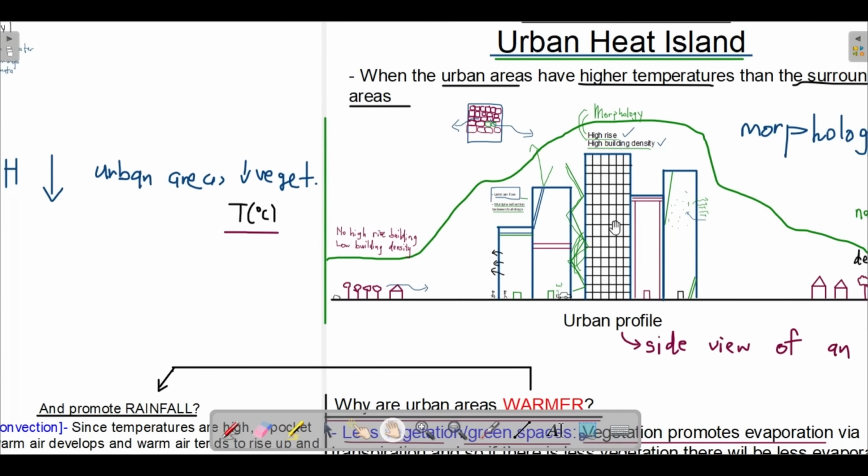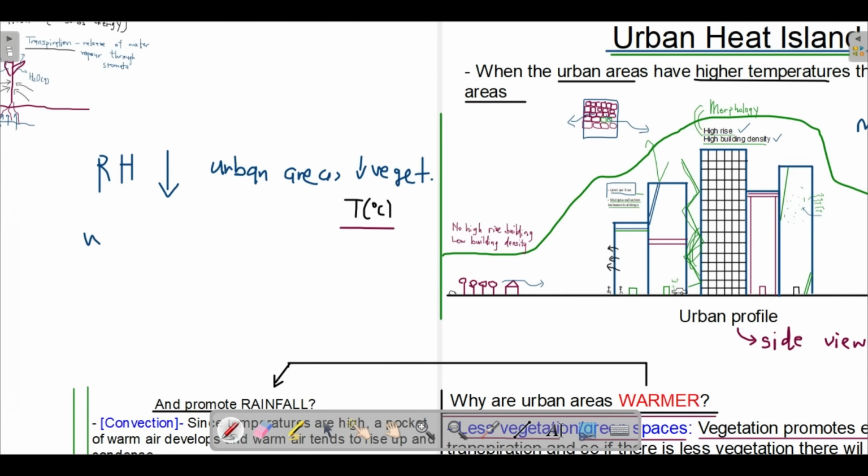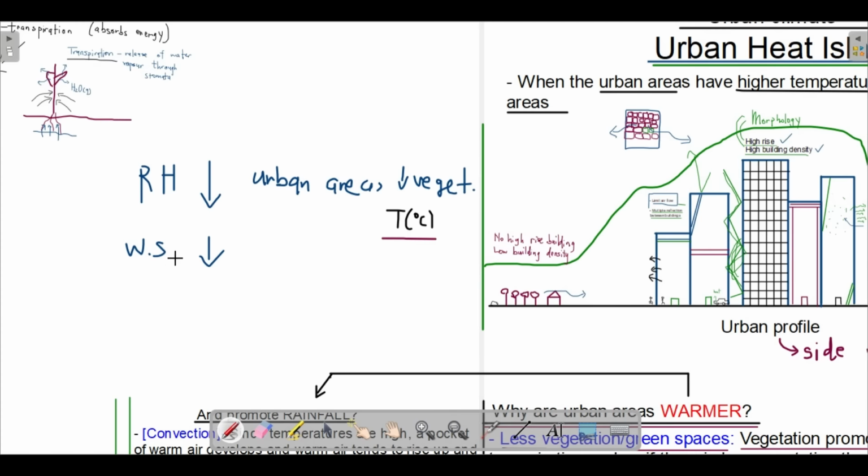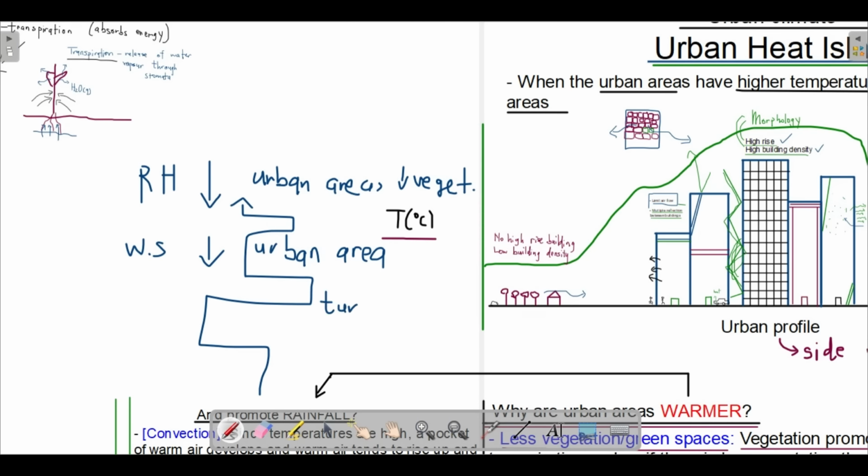What about wind speed? The wind speed in urban areas is low as well. Why? Because there's high building density. It's very difficult for air to flow. So there's low wind speed in urban areas because of the barriers, which are your buildings. It's very much difficult for air to flow freely. But what we do see is that air tends to flow in between buildings. It is channeled in between these buildings, and so we do see turbulence in urban areas.